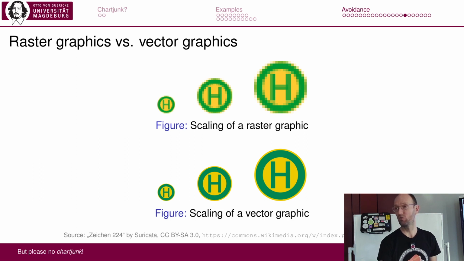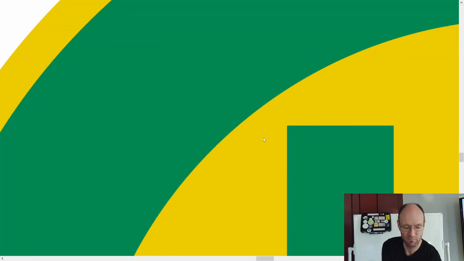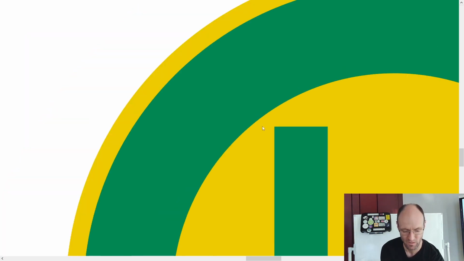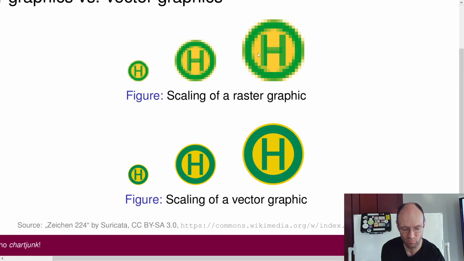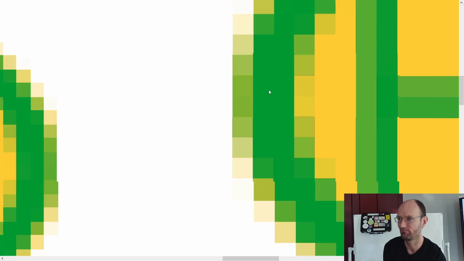Instead, a vector graphic consists of single geometric elements. For this bus sign, we need a yellow ring, a green ring on top of it, a yellow circle in the center, and three rectangles to form the sign. The good thing is, I can zoom in arbitrarily, and it will always look nice because it's a vector graphic. You can rescale them without problems. If I zoom into the raster graphic here, pixels will just grow larger.